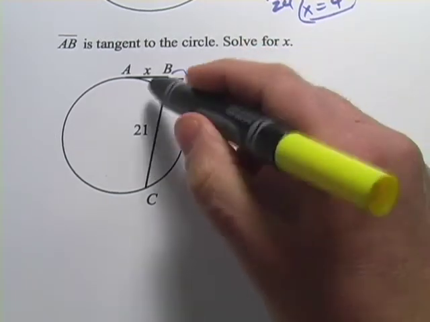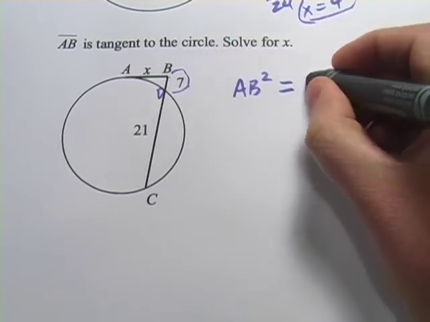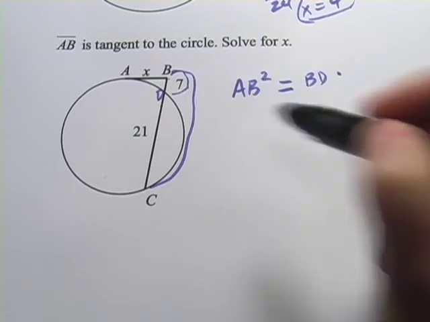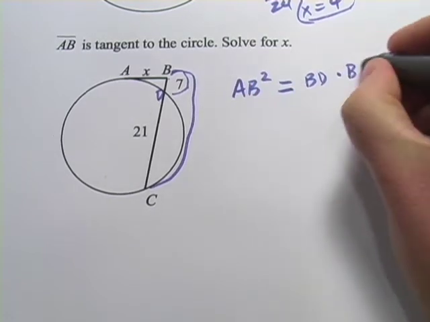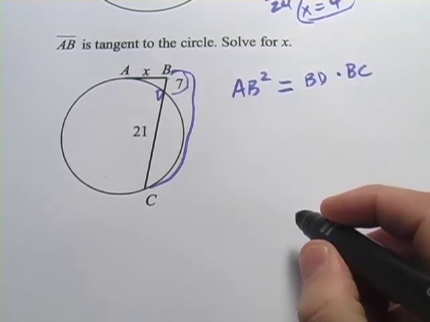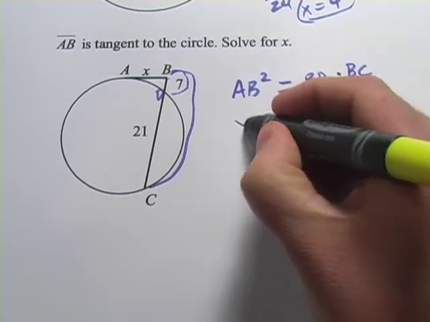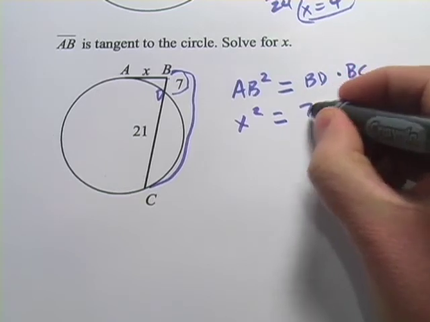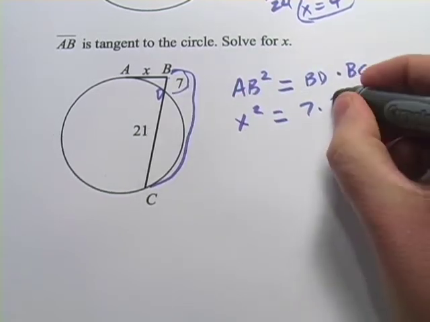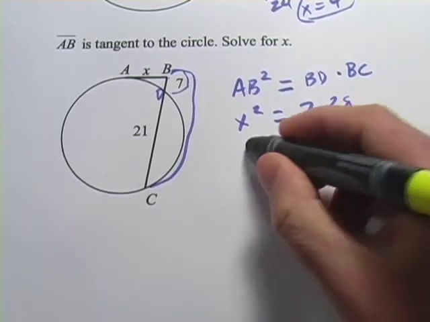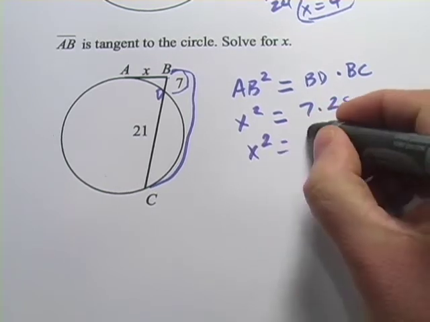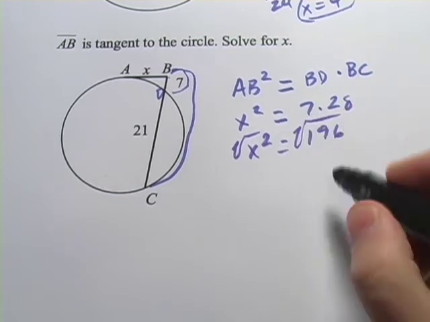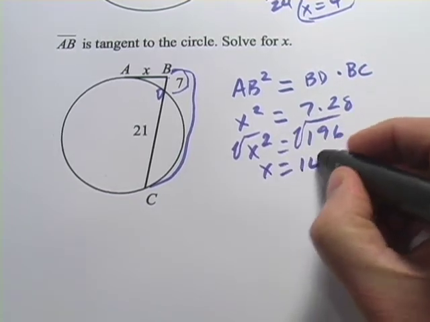Let me put in an extra point here. Let's call this D. BD times the whole length there, so times BC. So in this case, that's going to be x squared equals 7 times 7 plus 21, or 28. And 7 times 28 is 196. We take the square root of both sides here to solve for x, and we get x equals 14.